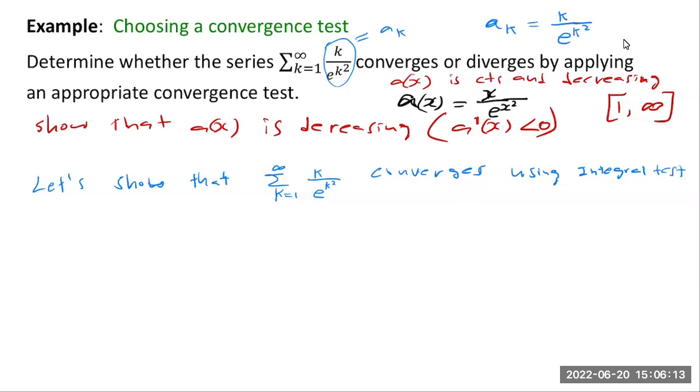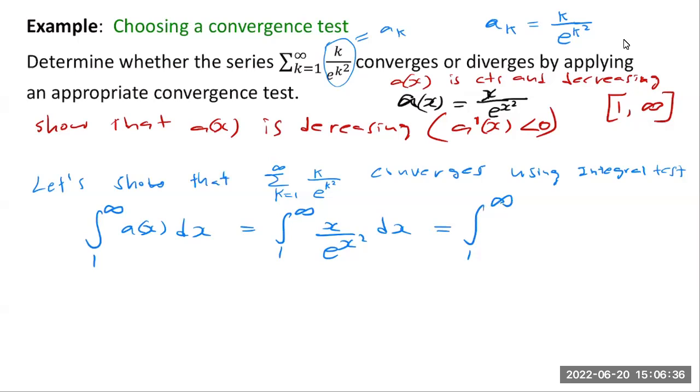So basically, we are going to show that this series converges using the integral test. To apply the integral test, I'm going to have to calculate the integral from 1 to infinity of a(x) dx. a(x) is x divided by e to the power x squared. This is nothing but the integral from 1 to infinity of x times e to the power minus x squared dx. I brought this term to the top by making the power negative. So how do we do this integral?